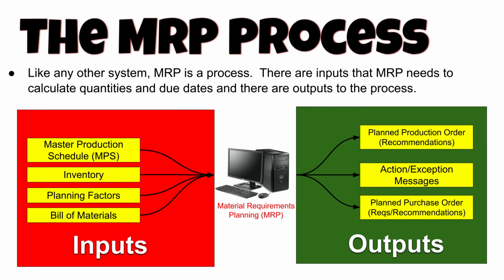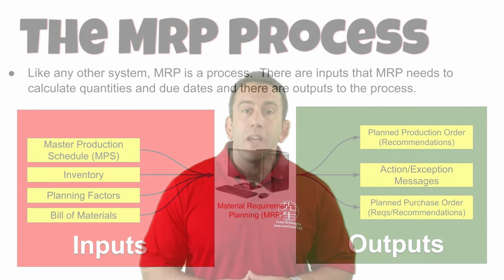There are 4 critical inputs that go into the MRP process and 3 outputs. Let's look at each phase of the MRP process in the next few modules.